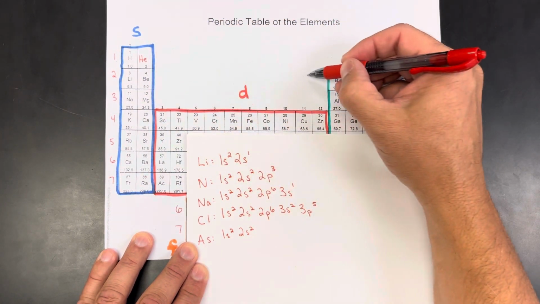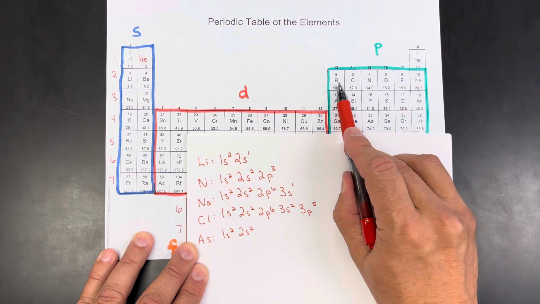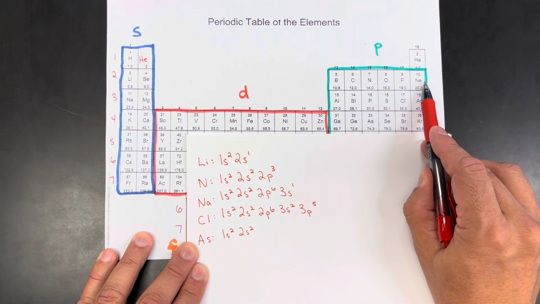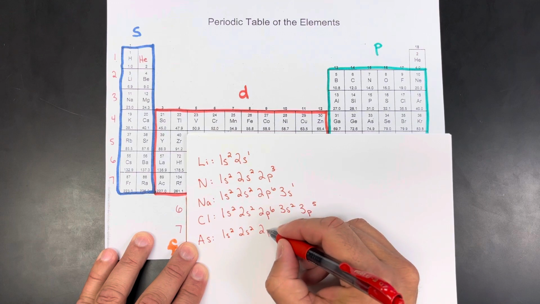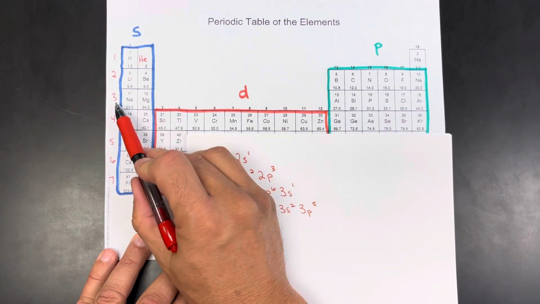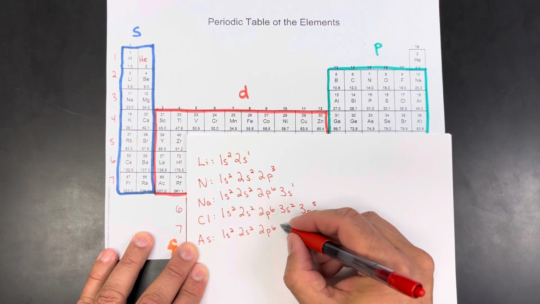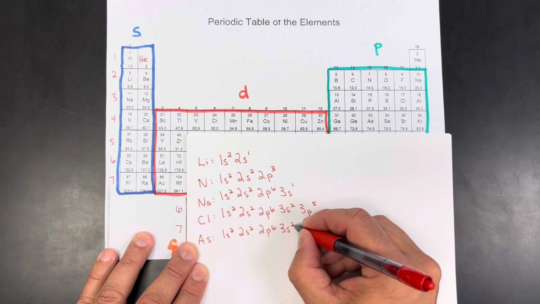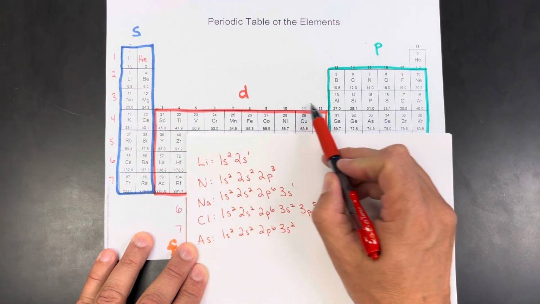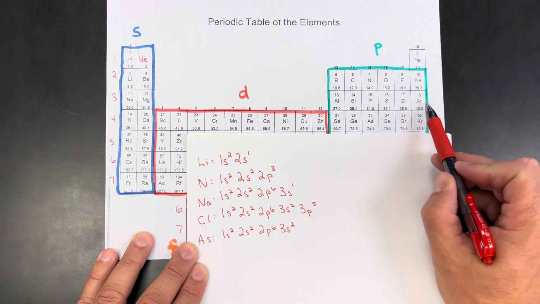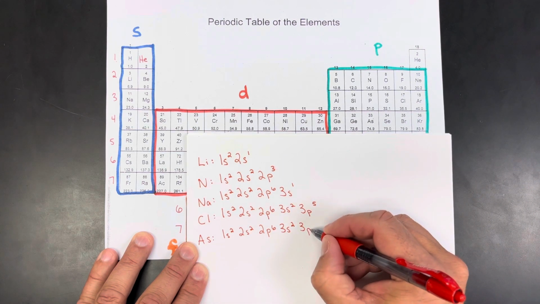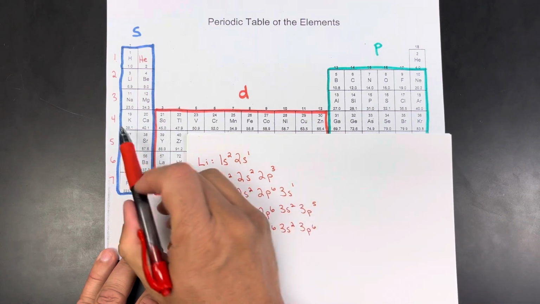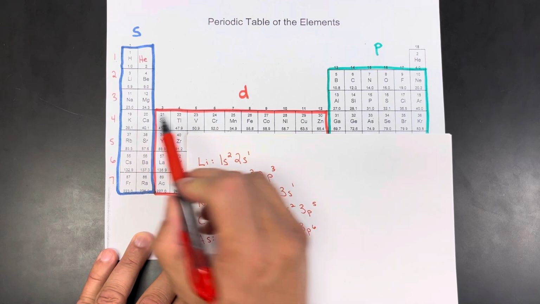Keep going. Second row, P block. So this is going to be 2p6 to get this far. Followed by 3s2. And after 3s2, it's going to be 3p6. Followed by 4s2.